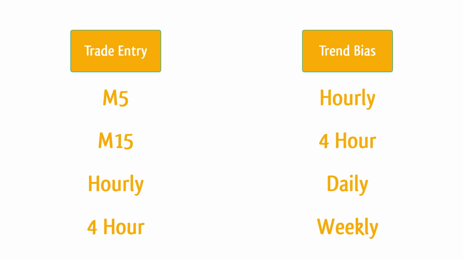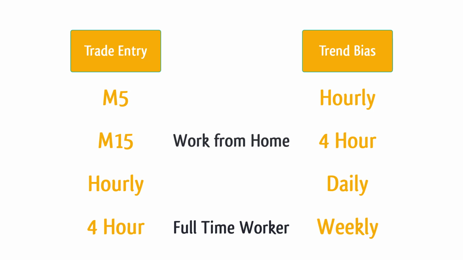So if you are working full-time, for example, and you can only look at your charts when you get home at night, you can't be trading on M5, M15 or hourly charts very easily. Hourly at a push you may be able to, but more commonly your time frame is going to be the 4-hour time frame. If you're at home all day long and you can trade anytime you like, you might select to use the 15-minute charts or the hourly charts and higher time frames for your bias from there.